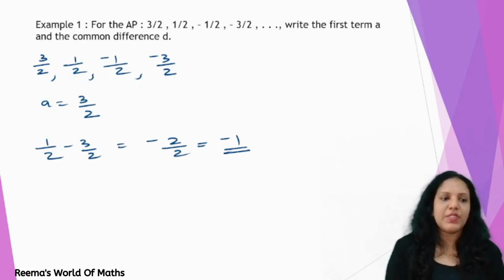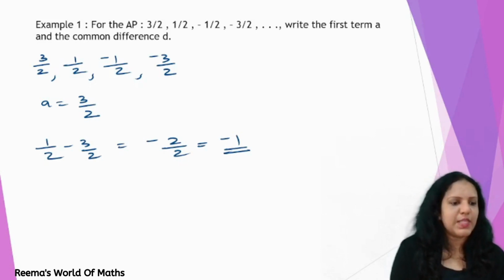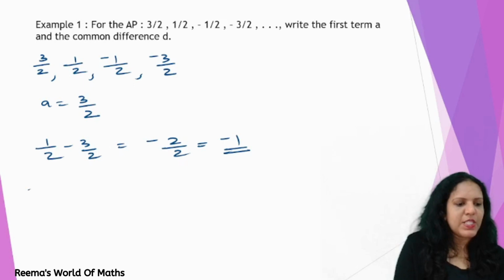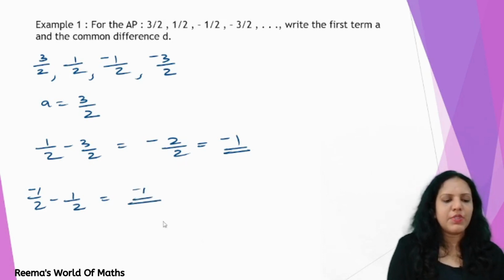Let's see the difference between the second term and the third term. The third term is minus 1 by 2, minus the second term, which is 1 by 2, is minus 1 plus minus 1. So that is equal to minus 1. The difference between the second term and third term is also minus 1.